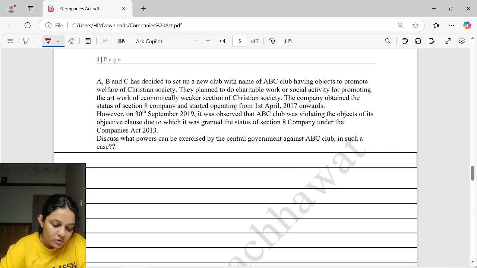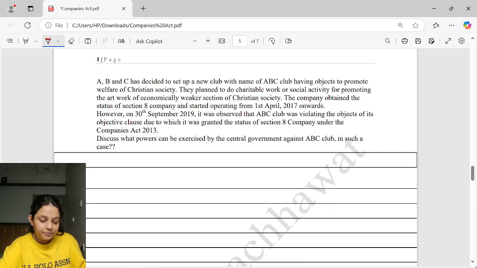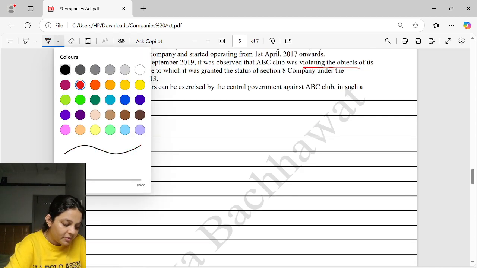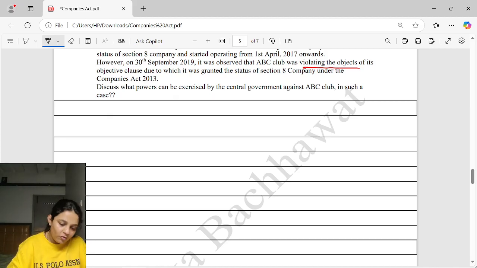However, on 30th September 2019, it was observed that ABC Club was violating the object of its objective clause, due to which it was granted the status of Section 8 company under the Companies Act. It was what? Violating the object, that is, breaches the object. And what happens if the company breaches the object? License will be revoked, right?